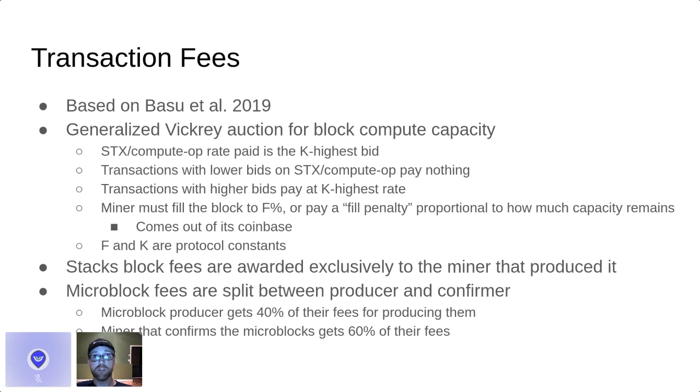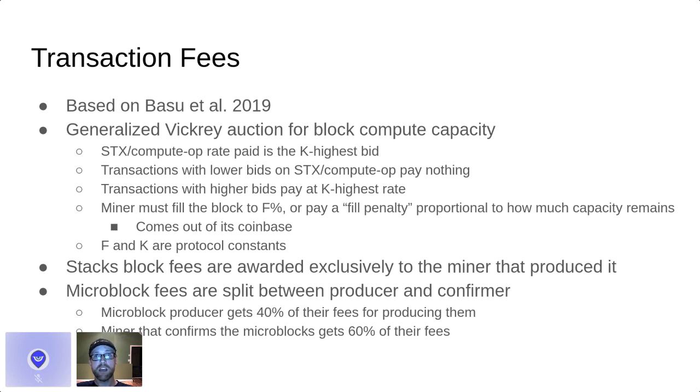The nice thing about this from a game theory perspective is that people are encouraged to bid their honest assessed value. There's no game they can play that gets them a better price than by being honest. A generalized Vickrey auction is where the K-th highest bid wins for some constant K. And what you're bidding on here is the Stacks per compute op rate.